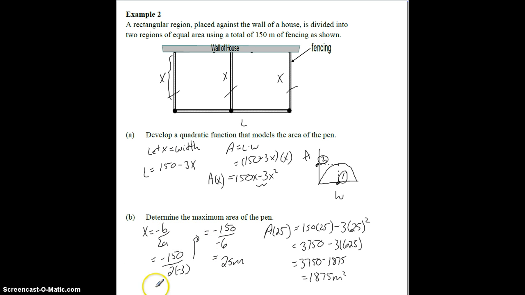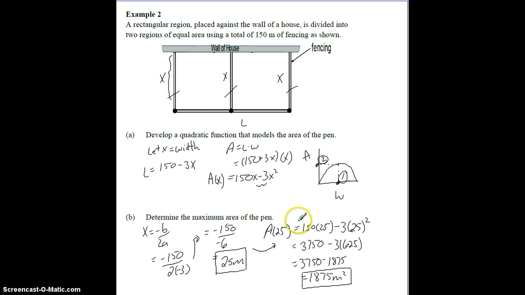Okay, so using the axis of symmetry formula, we find that the maximum area occurs with a width of 25 meters. Putting the 25 meters back into our equation, so we see x, we put the 25 meters in. We find that the maximum area is 1875 meters squared.